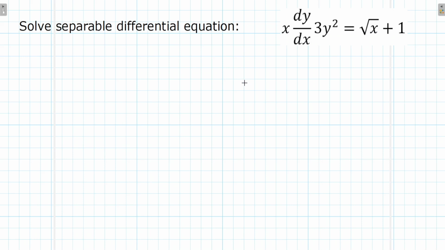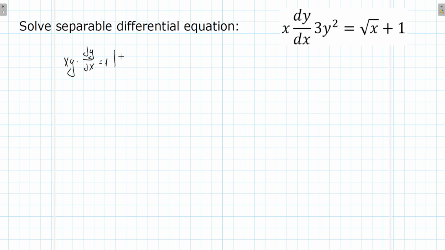Before we get started, let's remind what a separable differential equation is. Basically, it's an equation where you can separate different variables. Let's assume that we have such an equation: x times y times dy over dx is equal to 1. We need to perform some algebraic manipulations in order to separate all our x's and y's.